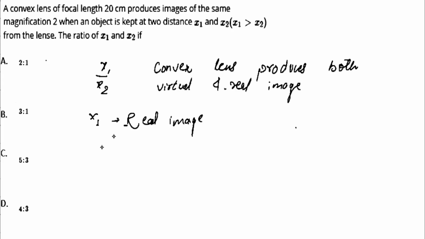So we will use this x1. We know that the magnification formula is m equal to minus v by u, and m is given as 2. So the image will be minus v by minus x1. Therefore v equal to 2x1.